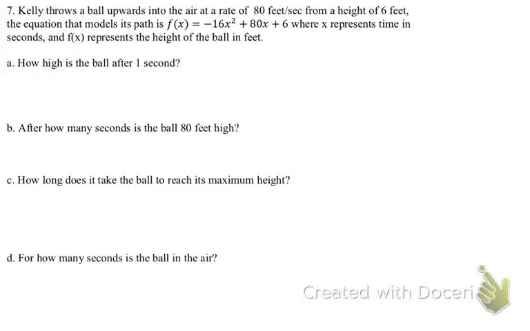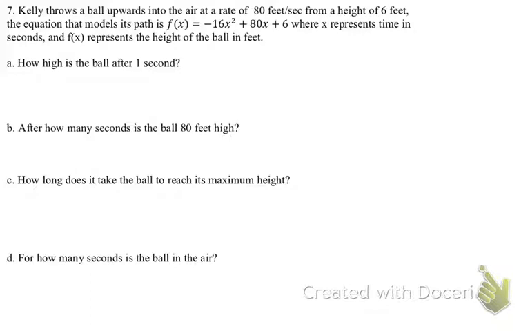Alright, so we're going to do one more. Kelly throws the ball upwards into the air at a rate of 80 feet per second from a height of 6 feet. The equation is modeled by f of x equals negative 16x squared plus 80x plus 6, where x represents time in seconds and f of x represents the height of the ball in feet.